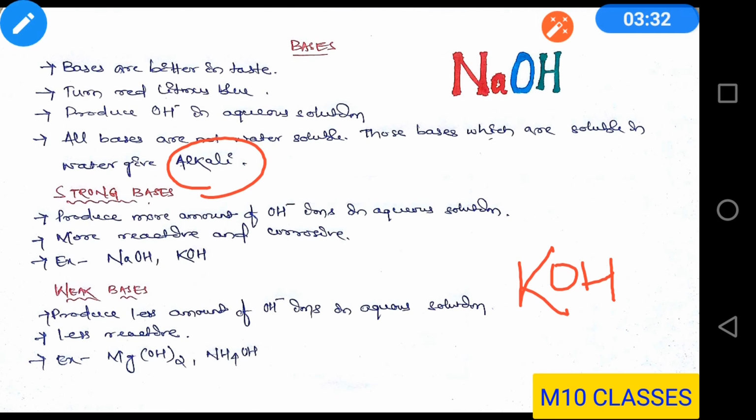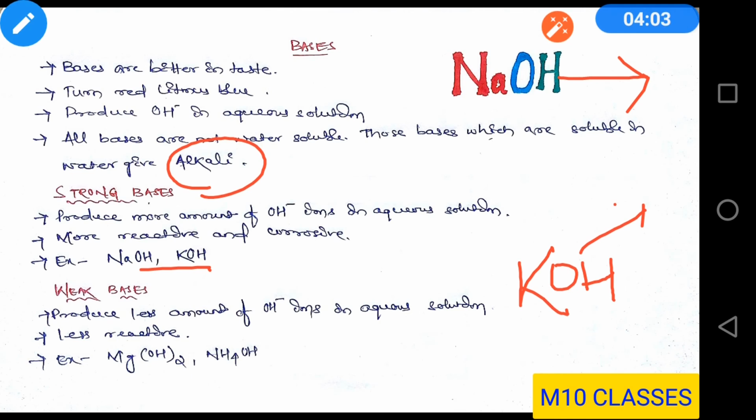So again, they can be categorized as your strong bases and weak bases. Strong bases produce more amount of OH minus ions in their aqueous solution, and they are more reactive and corrosive. For example, NaOH and KOH. This NaOH, sodium hydroxide, is also known as caustic soda. KOH, that is potassium hydroxide, is also known as caustic potash.